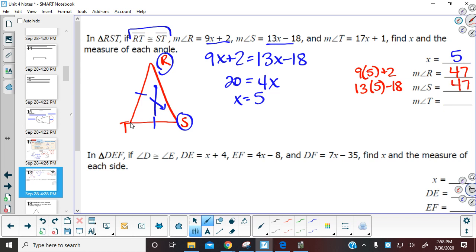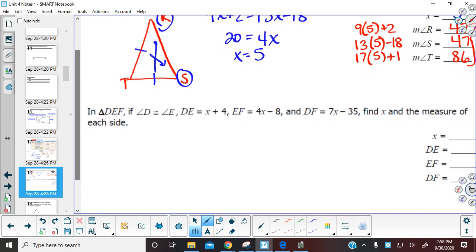Now I'm going to pause right there. That should serve as the first check that we have two angles that are the same. We want that. It's isosceles. We need those two angles to be the same. The other check is when I go ahead and plug this in for angle T, so 17 times 5 plus 1, that gives us 86. Now, if I were to add all three of those together, because we're talking about the angles of a triangle, those should equal 180, and they do.